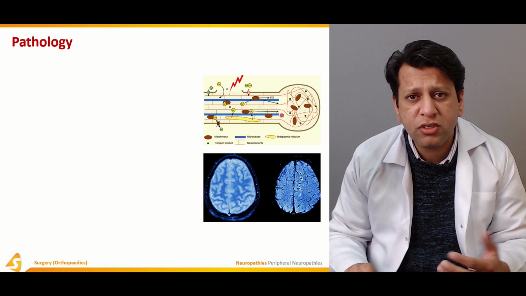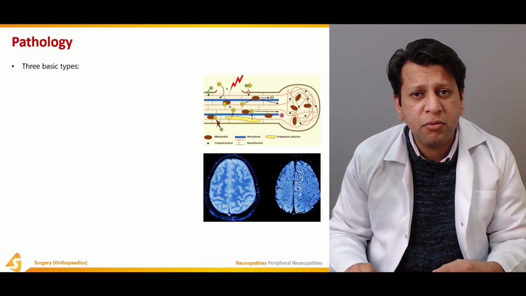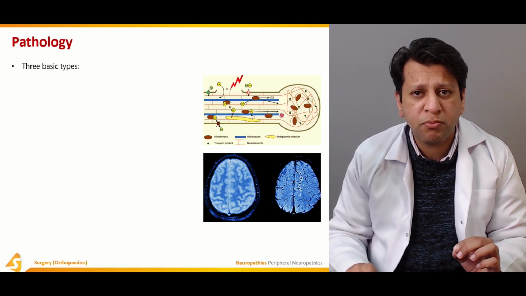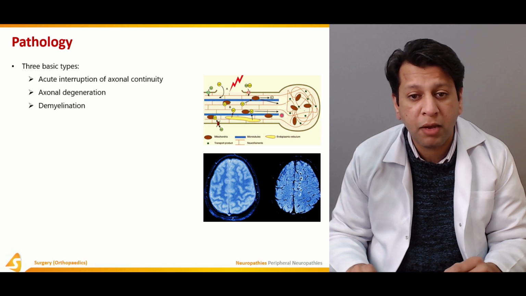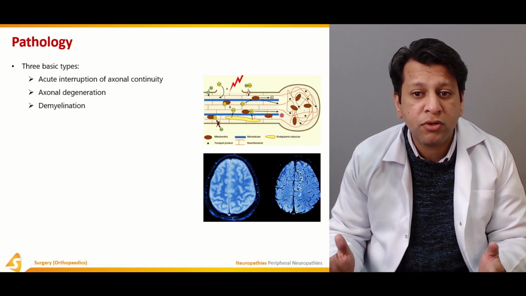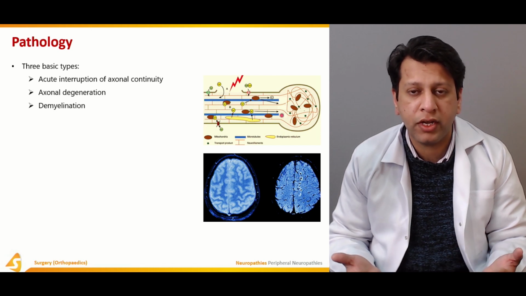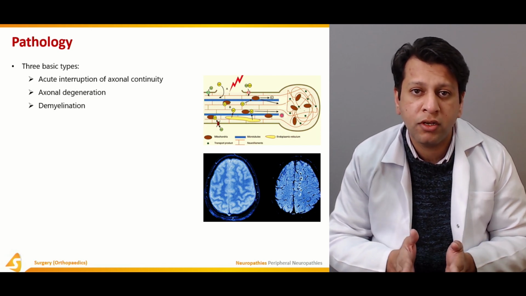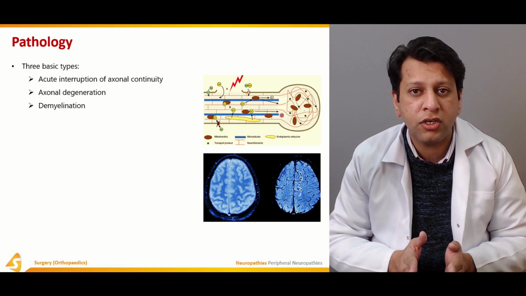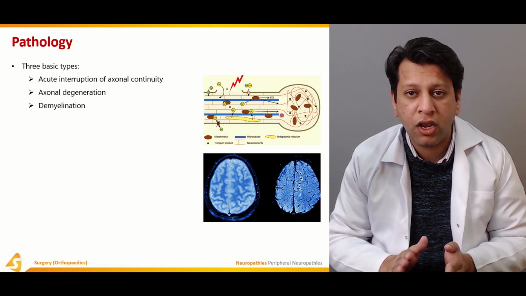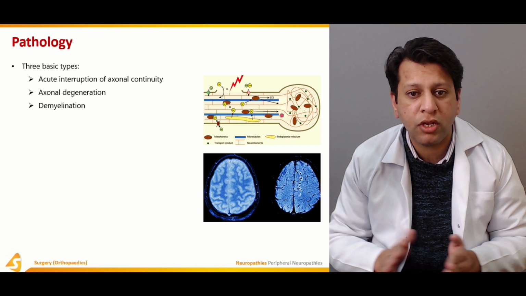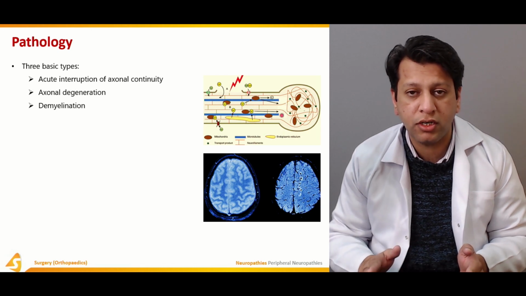So what actually causes this neuropathy? There are three basic types. What is actually the main mechanism by which this happens? This is acute interruption of axonal continuity. For example, if there was a fracture of the shaft of the humerus, this resulted in a radial nerve injury due to this trauma. There was a laceration of the axon and there is actually cutting of the axonal continuity.